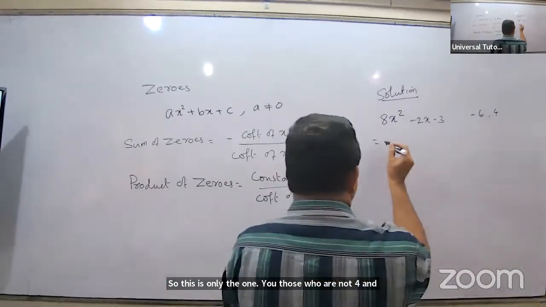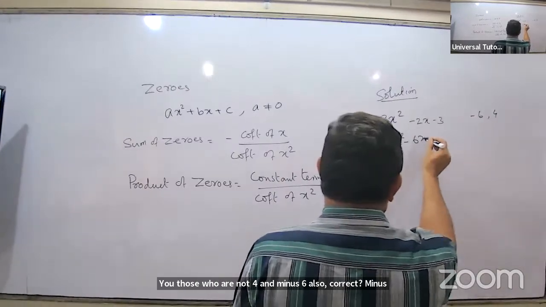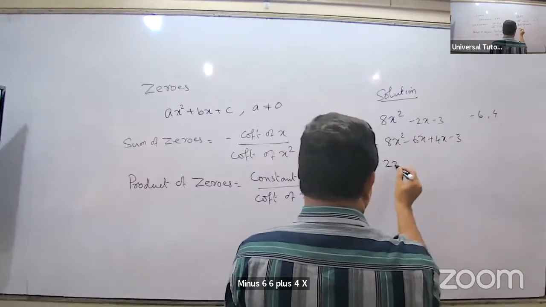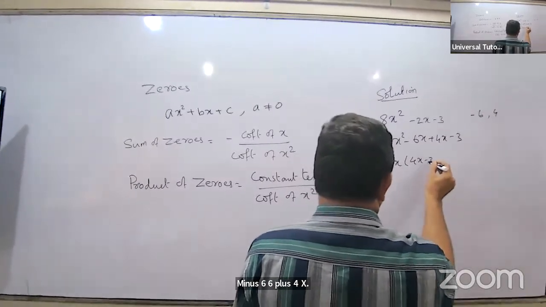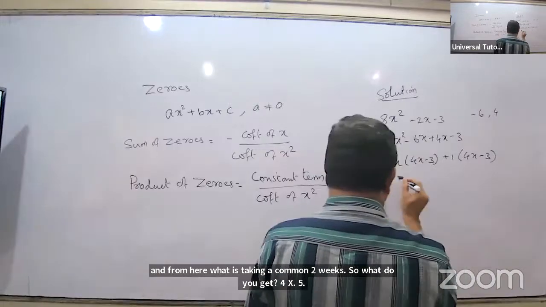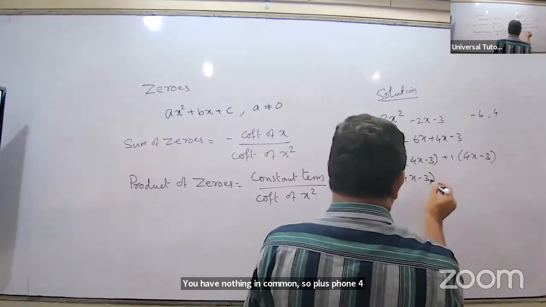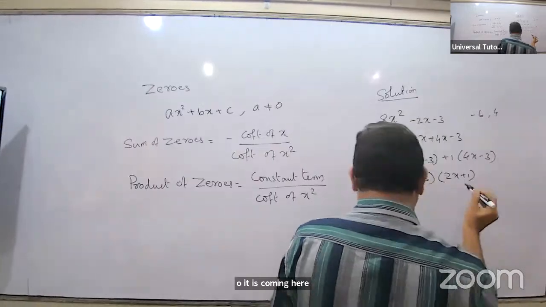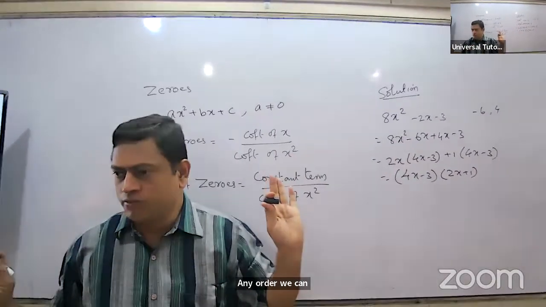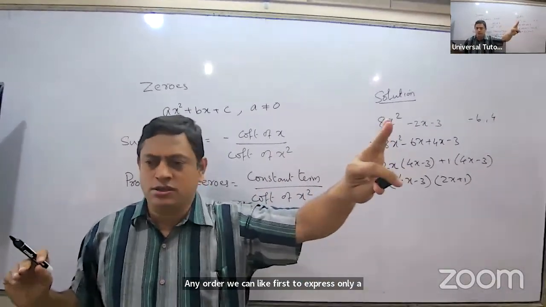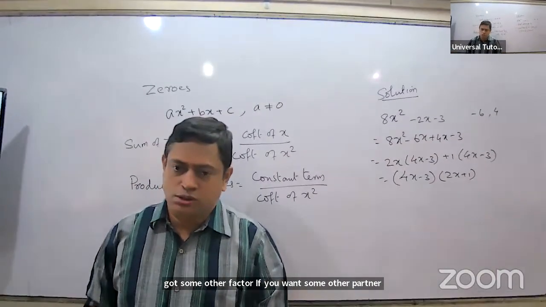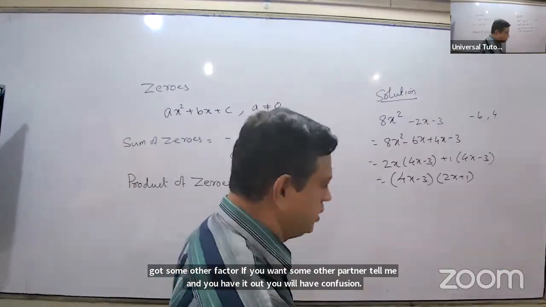So this is factorized. Therefore 8x squared minus 6x plus 4x minus 3. Take common from here: 2x is taken common, so you get 4x minus 3. Here nothing is common, so plus 1 times 4x minus 3. So it comes as 4x minus 3 times 2x plus 1. You can write in any order. If you wrote 2x plus 1 first, then 4x minus 3, that is good. Did all of you get it? If you got some other factor, tell me. If you have a doubt or confusion, no problem.